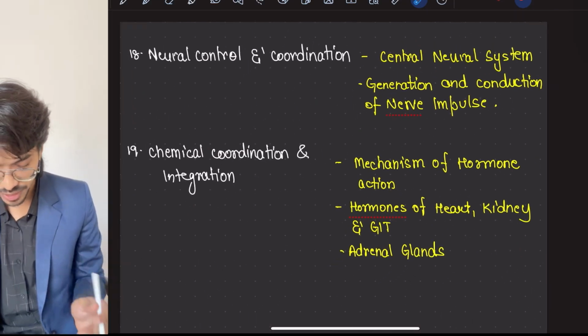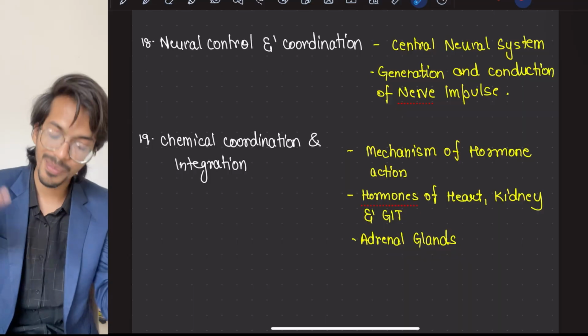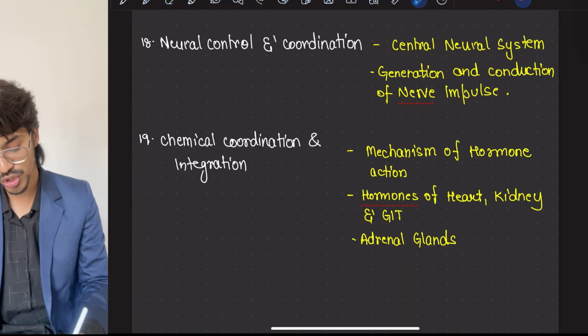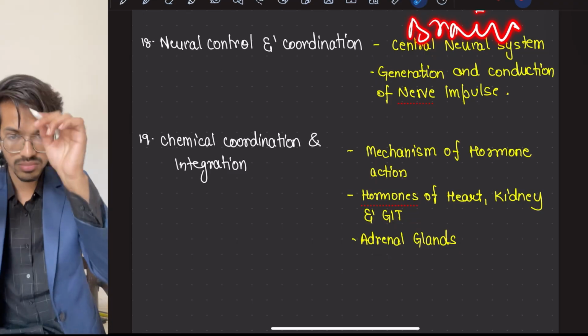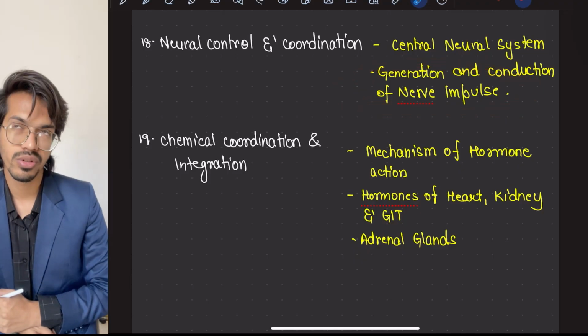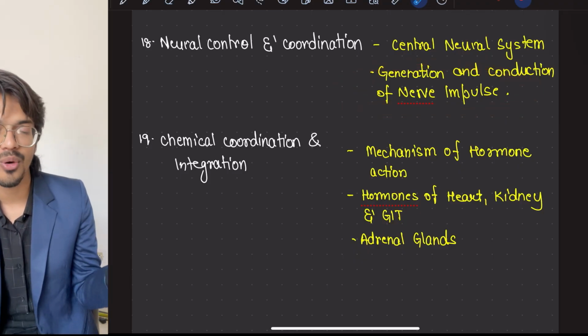In neural control and coordination, a small topic. So we will do what? First of all, the central neural system, meaning there will be a question on brain parts, a match the following kind of thing can come. And the generation and conduction of impulse is also important. I think we should not leave this chapter at all.